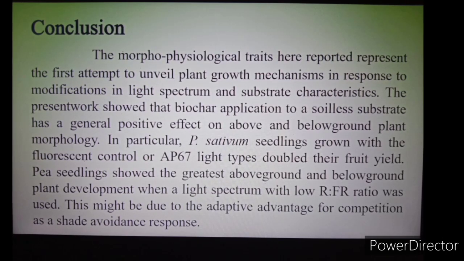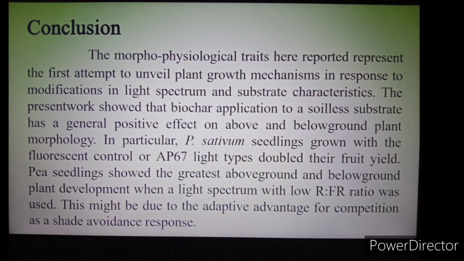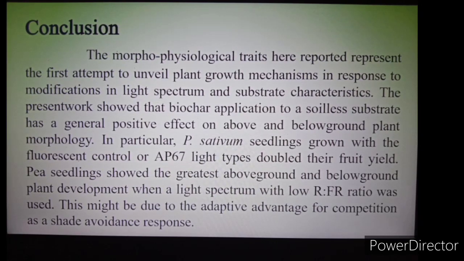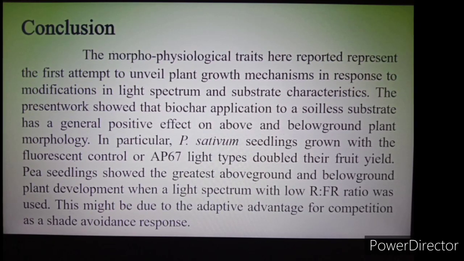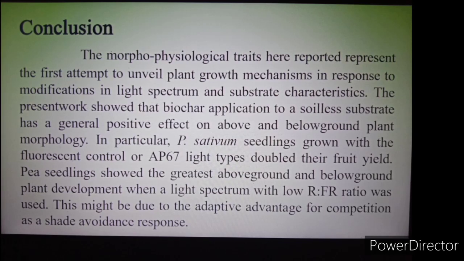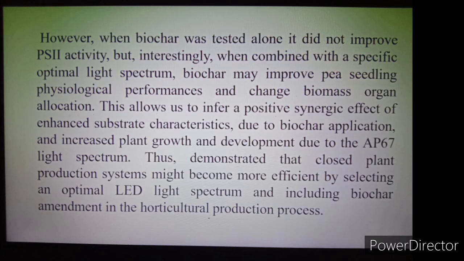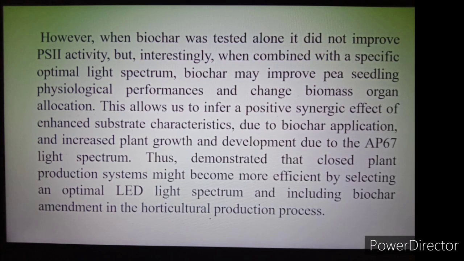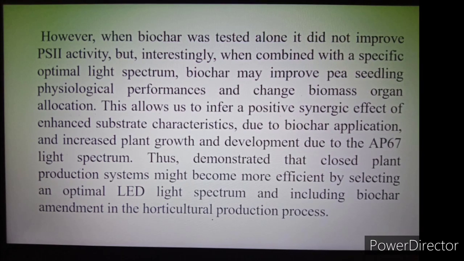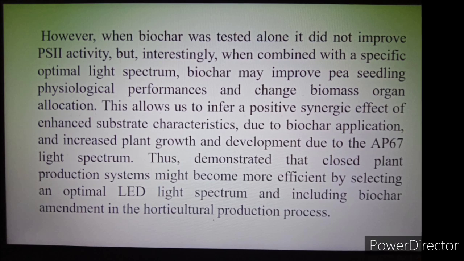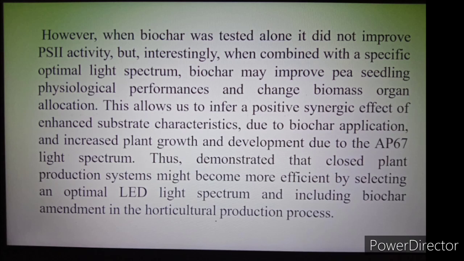Seedlings showed the greatest above ground and below ground plant development when a light spectrum with a low red to far red ratio was used. This might be due to an adaptive advantage for competition as a shade avoidance response. However, when biochar was tested alone, it did not improve PSII activity, but interestingly, when combined with a specific optimal light spectrum, biochar may improve pea seedling physiological performances and change biomass organ allocation.